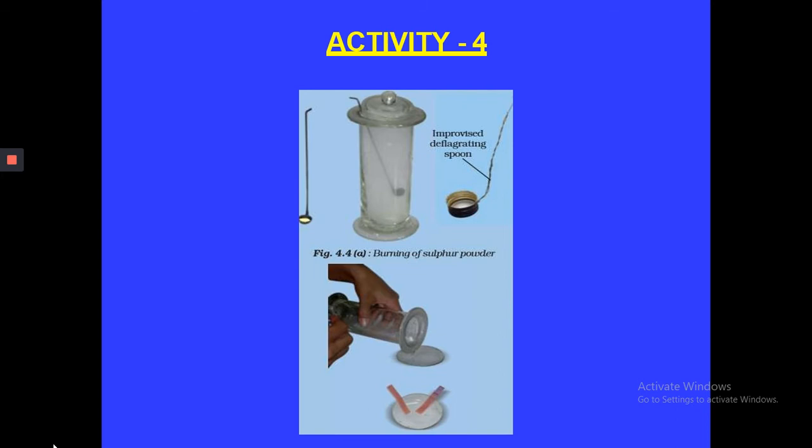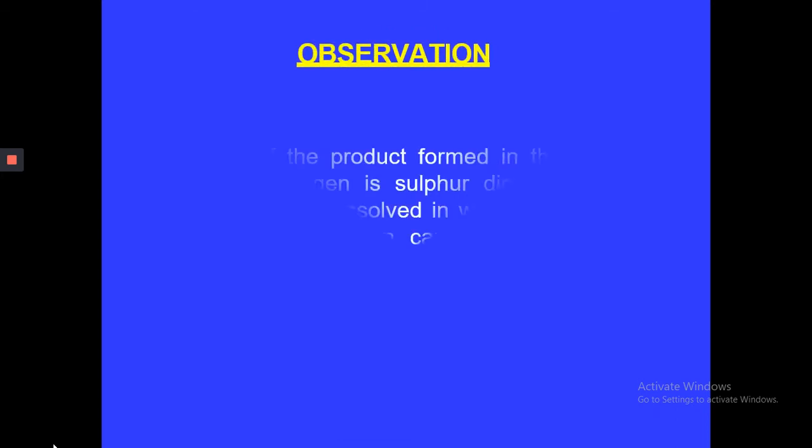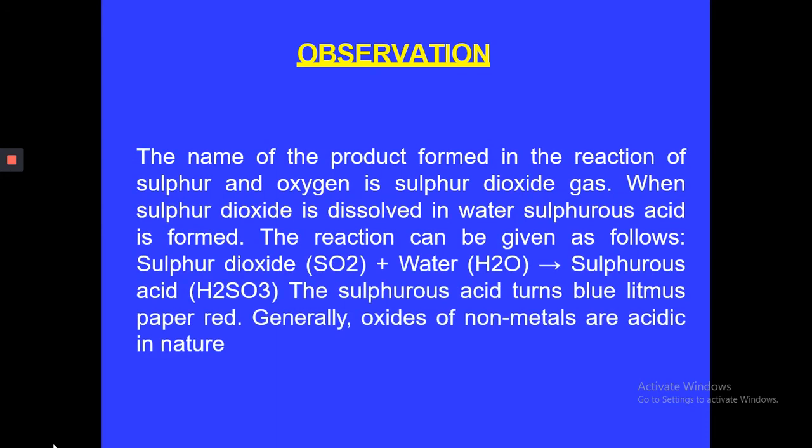Now, if we check the solution with the help of litmus paper, for this, first we will name the product formed in the reaction of sulfur and oxygen, that is sulfur dioxide gas. When sulfur dioxide is dissolved in water, sulfurous acid will form. What will be the reaction? Sulfur dioxide, that is SO2, and water, that is H2O, react with each other, and sulfurous acid, that is H2SO3, will form.